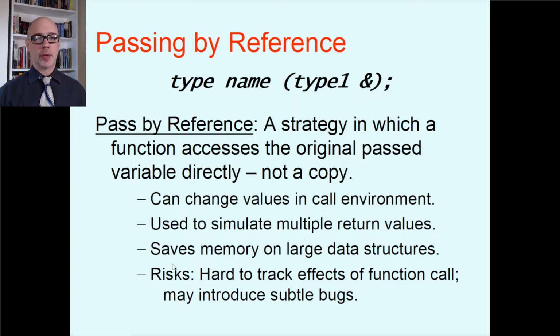Probably the more important thing is that this can save memory on large data structures. Now, so far in our course, we're really just handling fairly small amounts of data. We're handing around an int that's 4 bytes. We're passing around a double that's 8 bytes. That's more or less it.